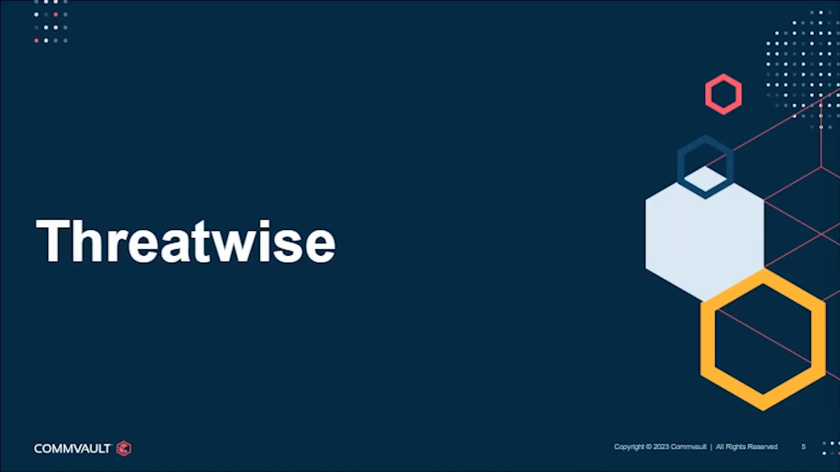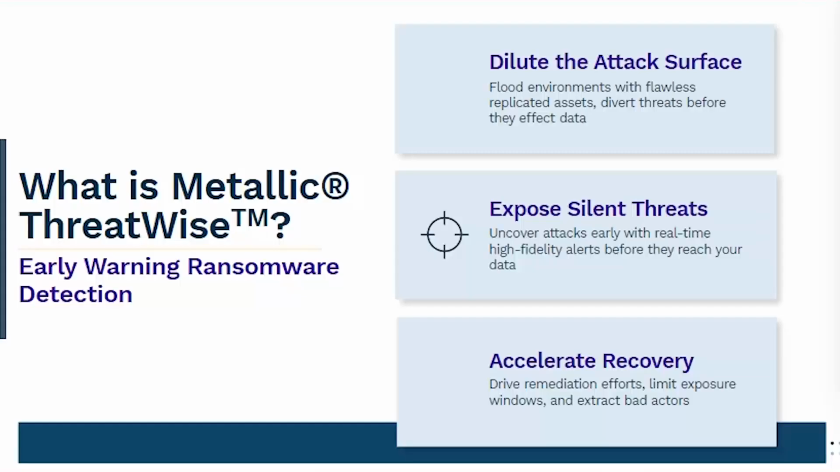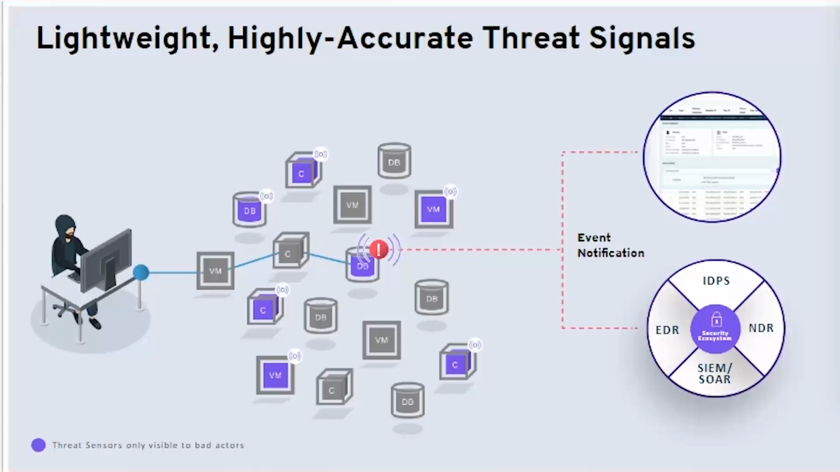So I'll talk about ThreatWise first. We'll start at the perimeter and work our way in. So ThreatWise is designed to dilute the attack surface, expose those lateral movements, and accelerate your recovery by minimizing the amount of data that gets damaged. So if you consider your network, there's a bunch of different objects, VMs, databases, business functions, things like that. And when the end user clicks on that phishing link and their credentials are compromised, the first thing they're going to do is go blast those credentials against anything they can in the environment and see where it plugs in.